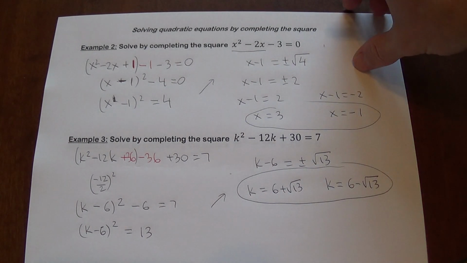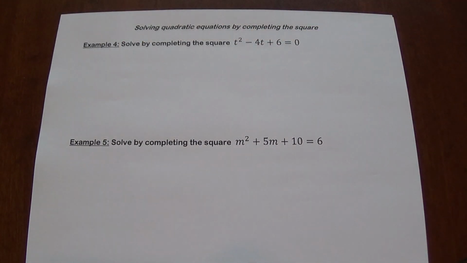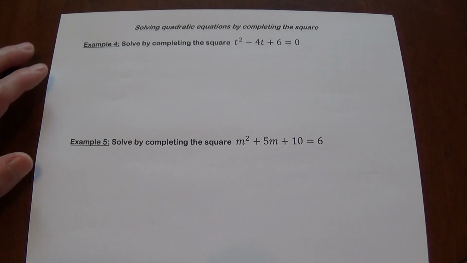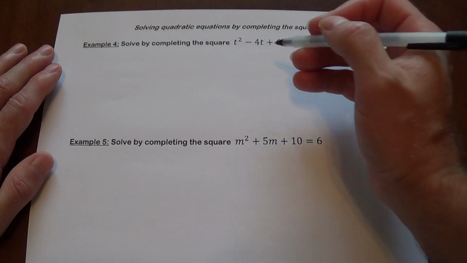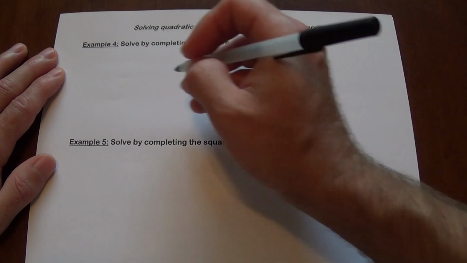Moving on. So you're hopefully getting the idea. So what do we have here? We have t squared minus 4t plus 6 equals 0.